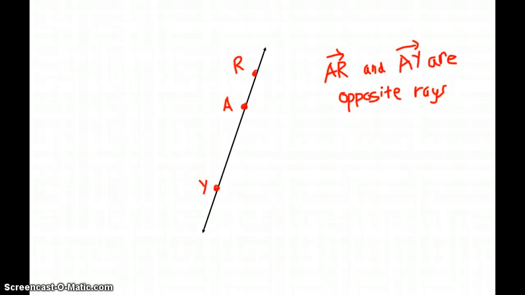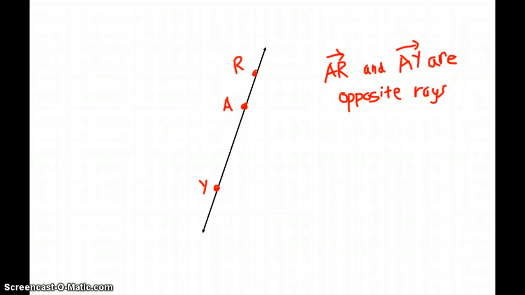Rays that have the same endpoint and extend in opposite directions, forming a line, are referred to as opposite rays. If ray AR and ray AY are opposite rays, then points R, A, and Y would be collinear. Since they share the endpoint A, this point must be in the middle, like this. On your notes, draw a picture of what you think opposite rays TK and TN might look like.